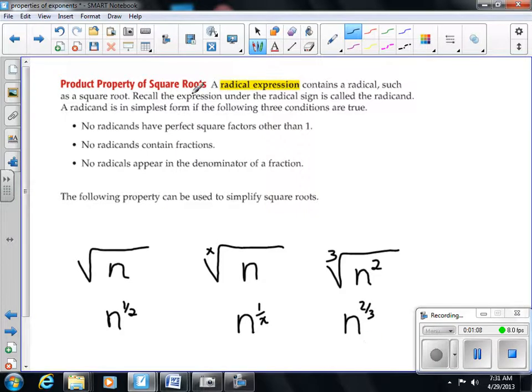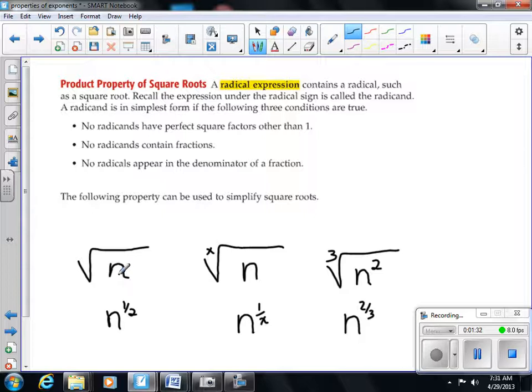Okay, now let's talk about the properties of square roots. A radical expression contains a radical, such as a square root. Now remember that the expression under a radical sign is called the radicand, this part in here. A radicand is in simplest form if the following 3 conditions are true. If no radicands have perfect square factors other than 1, and no radicands contain fractions.